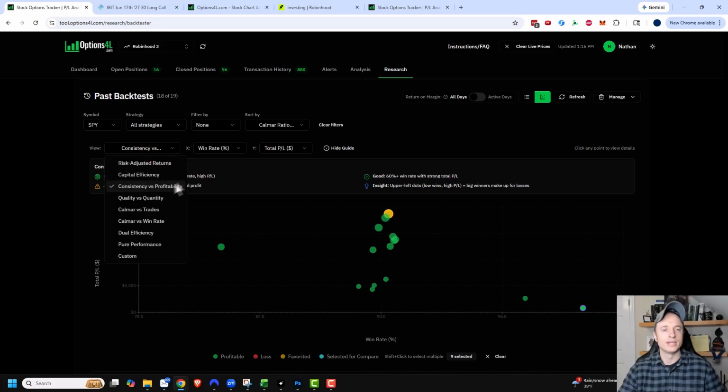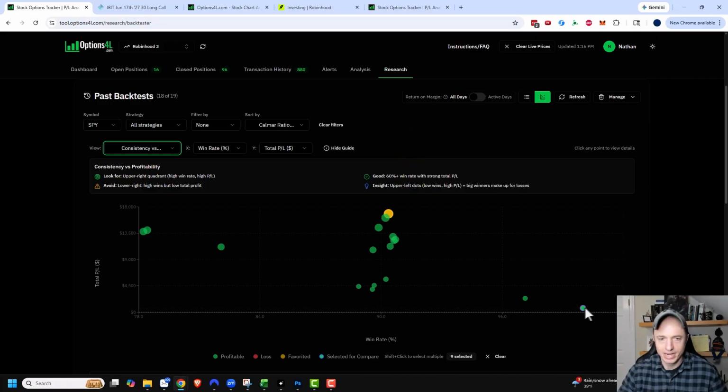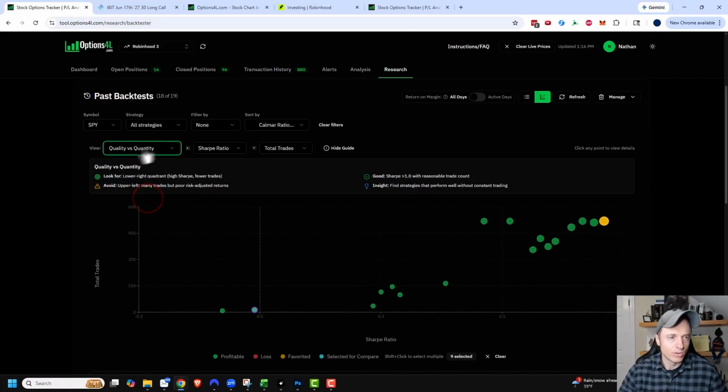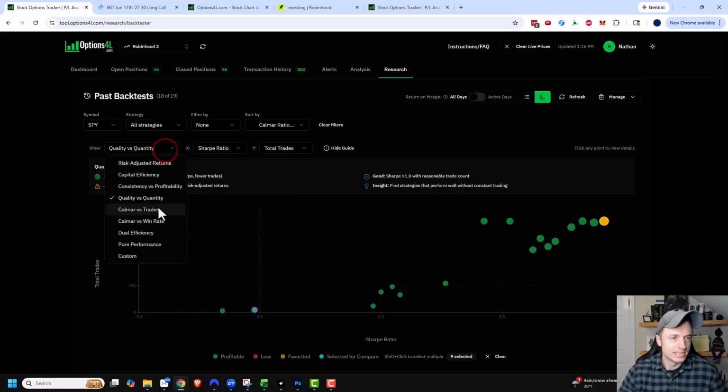Consistency versus profitability, so that's win percent compared to total P&L. And we got that one outlier right here. Here's our gold one. Let's move on. We have our quality versus quantity, so Sharpe ratio versus total trades. Look for lower right quadrant, so nothing really over there. We got our gold one still out here, so that one's staying out.